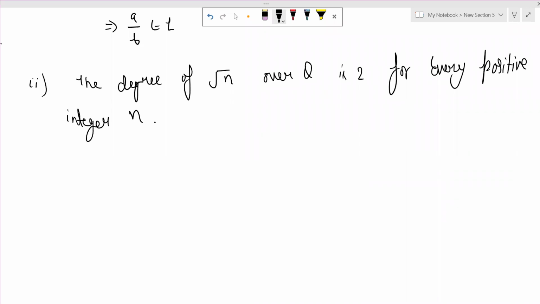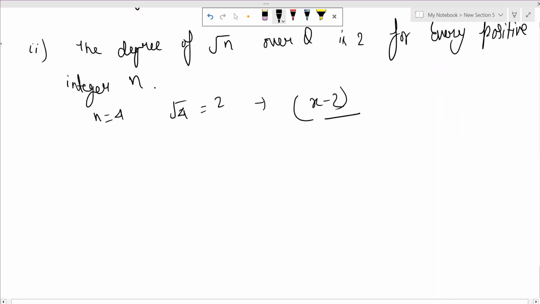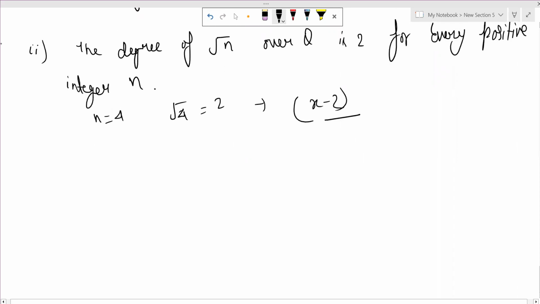n equals 4. Root 4 is equal to 2, and x minus 2 is the polynomial for this. So the degree of root 4 over Q is basically degree 1. So this is false. So what is the third one?